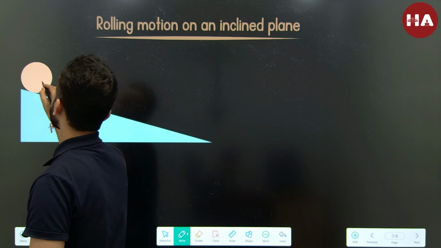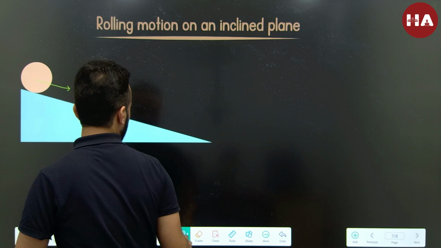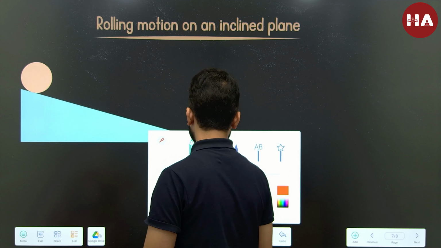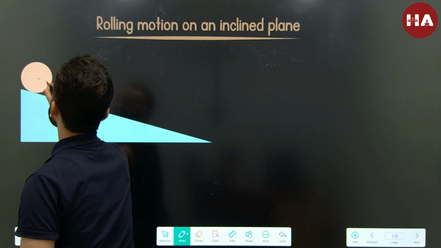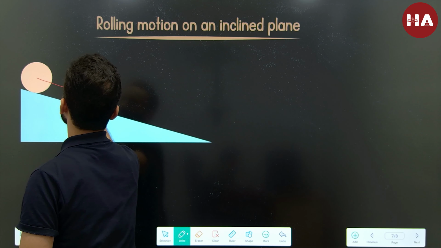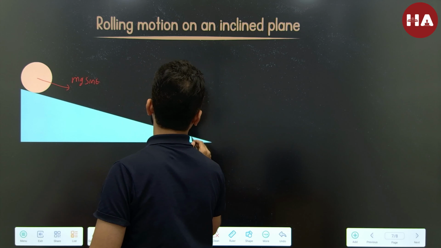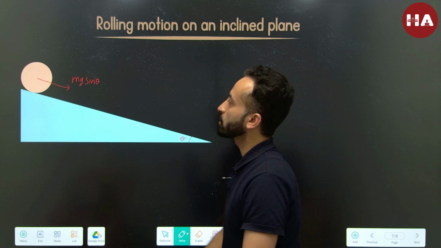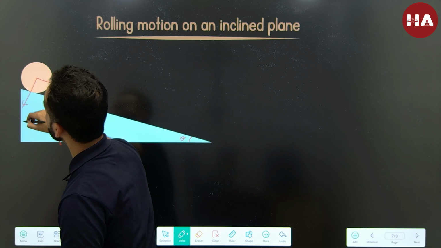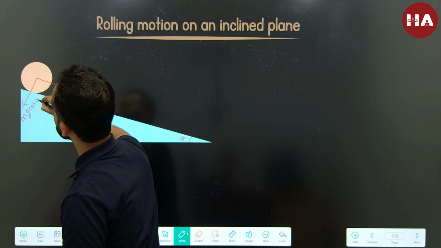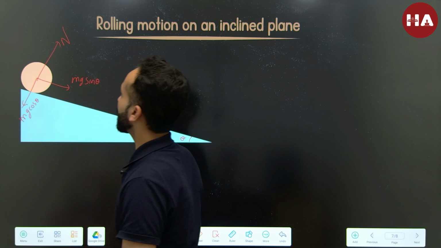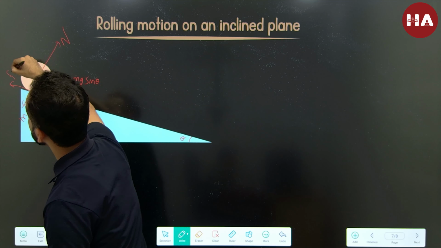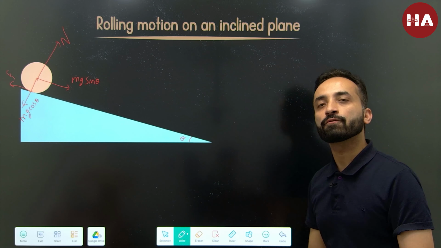So, let's draw the free body diagram. Let's assume that the angle is theta. So, this is going to be mg sine theta. Now, this is going to be mg cos theta. This is going to be the normal contact, of course, and this is going to be the friction. So, I have drawn the free body diagram and I have shown all the 4 forces.